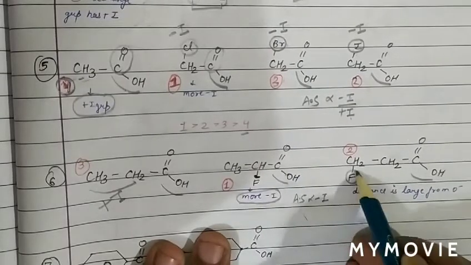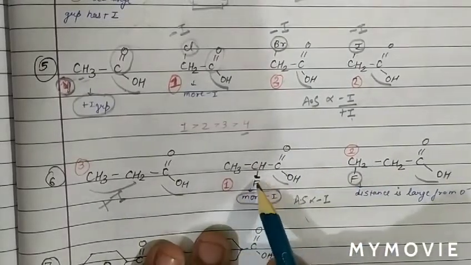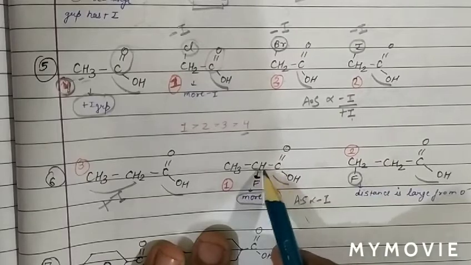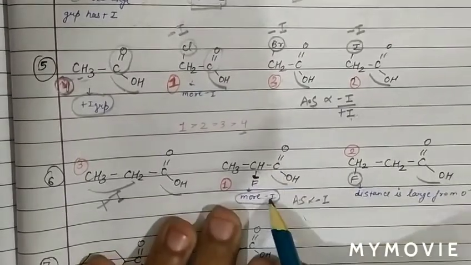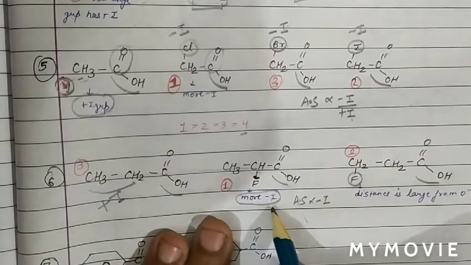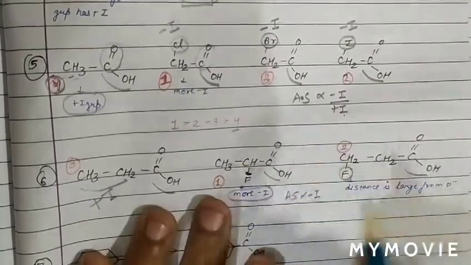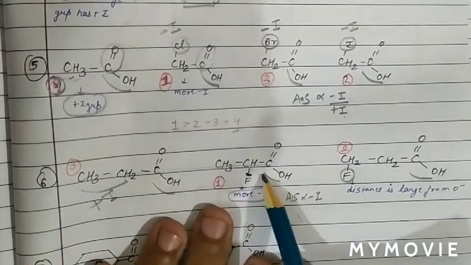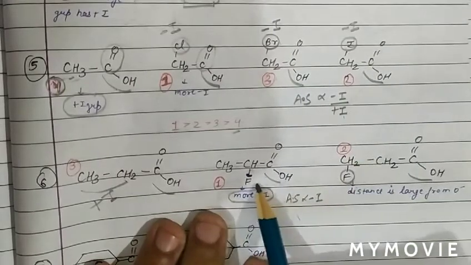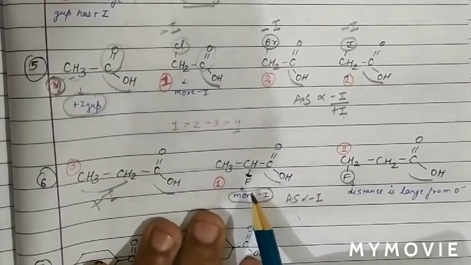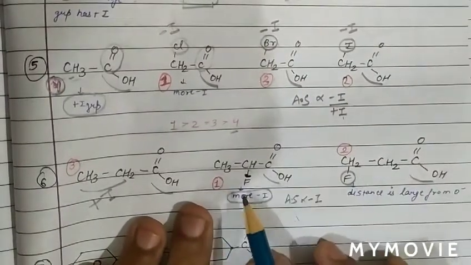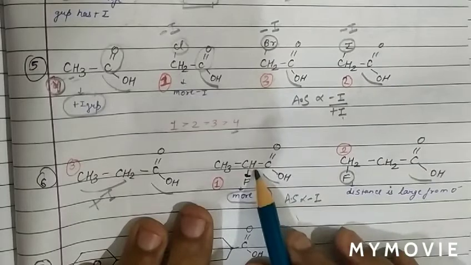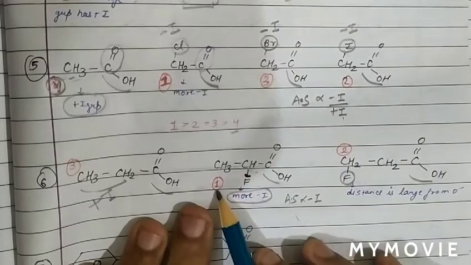Here also fluorine, but the minus I group is close to the COOH group. We know the inductive effect is a distance dependent effect. So basically minus I is more in this case with respect to this one. So minus I is stronger, and we know minus I increases the acidic strength. So due to minus I, the acidic strength of this is more, so first number is given to this.